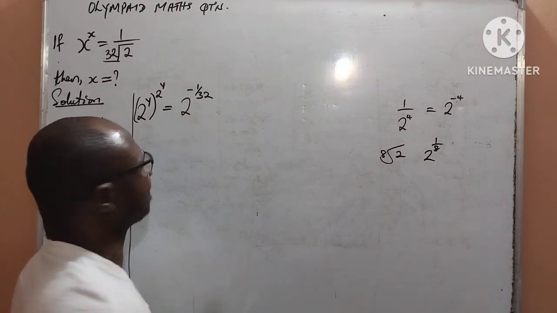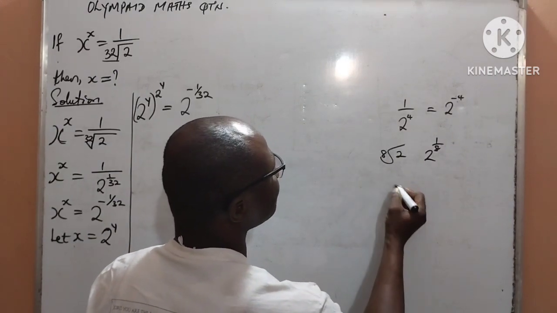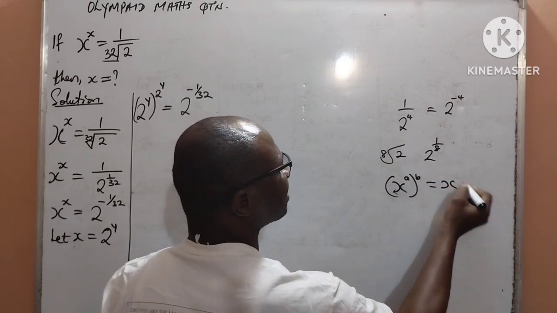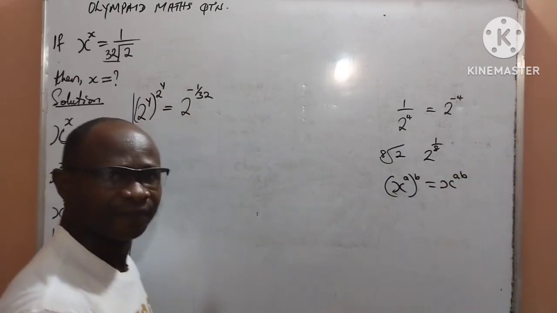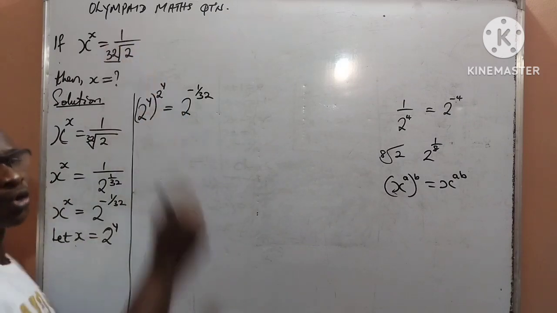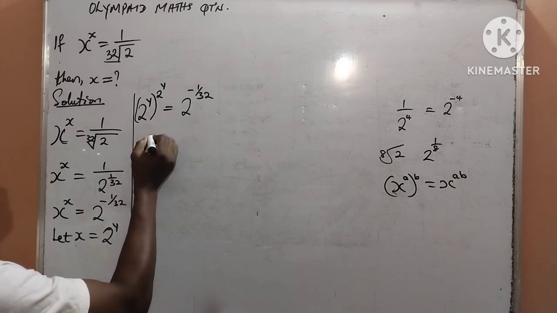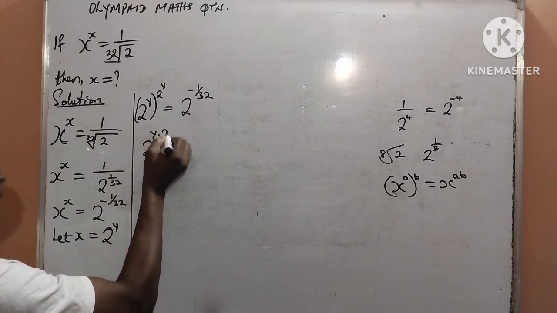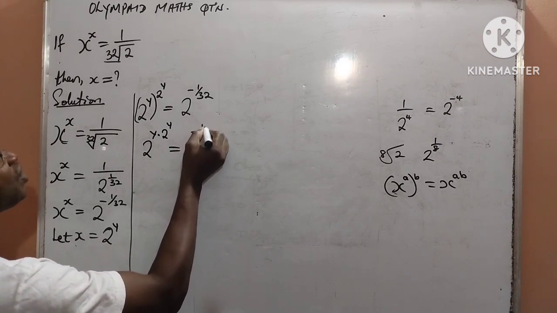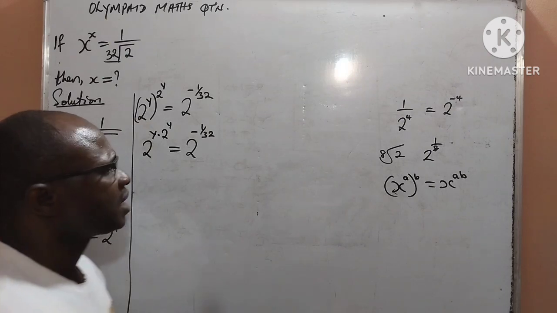I have gotten base 2 by the left hand side as well as base 2 by the right hand side. But by law of indices, x raised to the power a, all raised to the power b, is equal to x raised to the power ab. Alright? I will now use y to multiply 2 to the power y. And that is going to give me 2 raised to the power y multiplied by 2 raised to the power y equal to 2 raised to the power minus 1 all over 32. This is where we are.